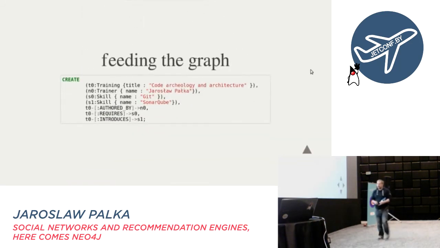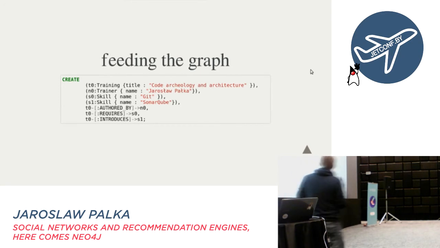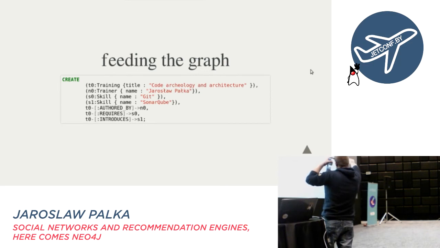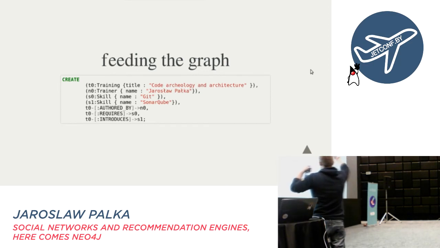What you can do with Neo4j is Cypher. You can not only query the database, but you can also create nodes and create relationships. So this is a simple example. We are creating one node with the label training. We give this node a property title. Then we create another node with the trainer, and two other nodes with the same label skill and the properties. And then we create the relationship between T0 and N0, so training and trainer, and training and skill, with different types of the properties.